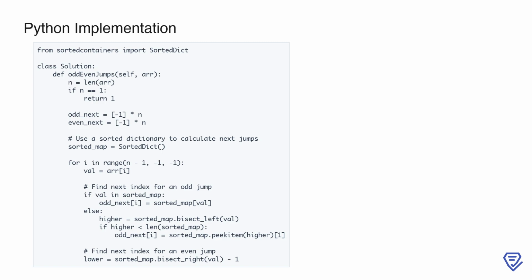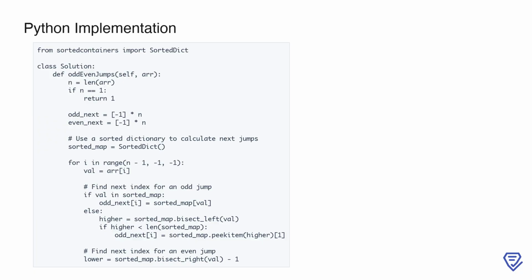Next, we define two lists, odd_next and even_next, both initialized with -1 for all positions. These lists will store the indices of the next positions we can jump to, depending on whether the jump is odd or even. Then, we create a SortedDict called sorted_map to help calculate these next jumps efficiently. We iterate through the array backward, starting from the last element. For each index, we extract the current value val.